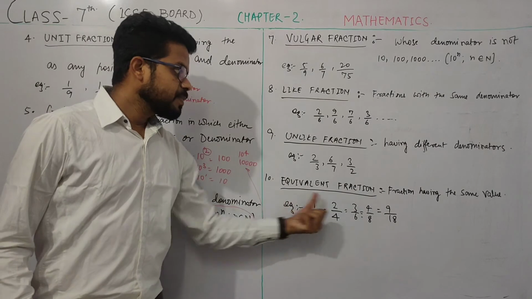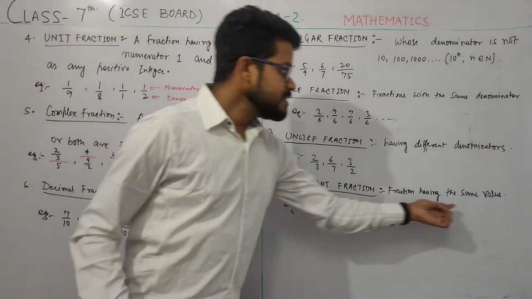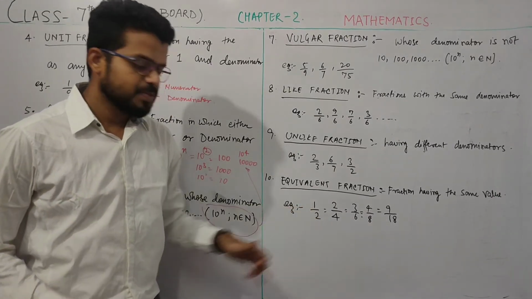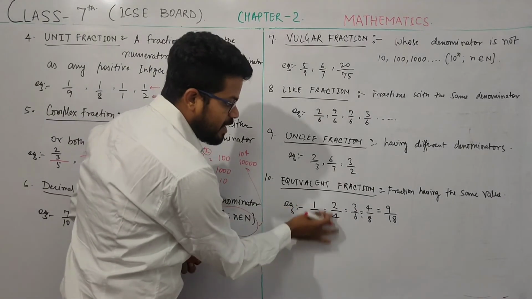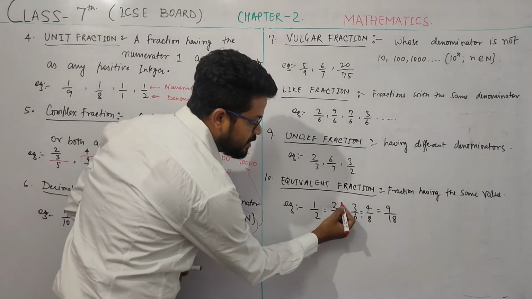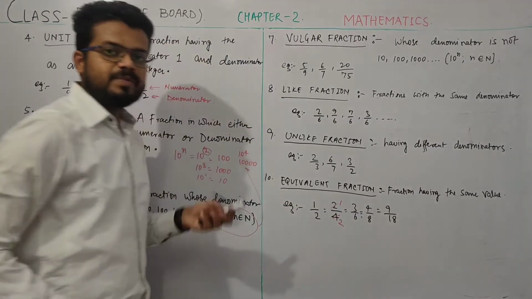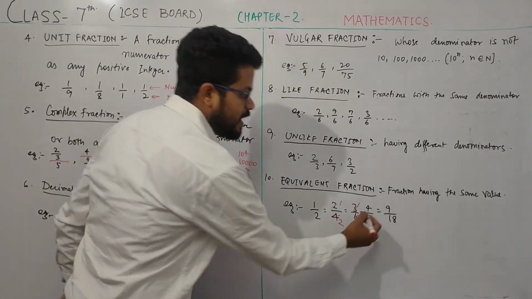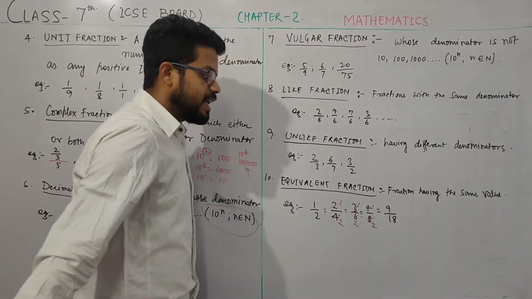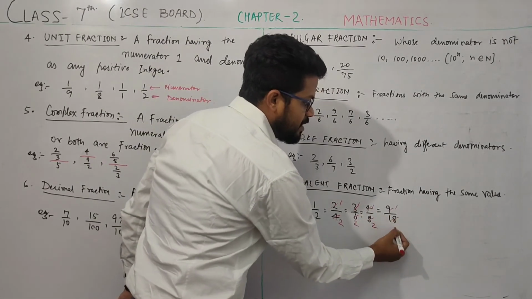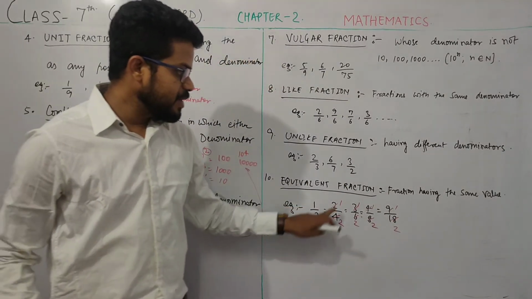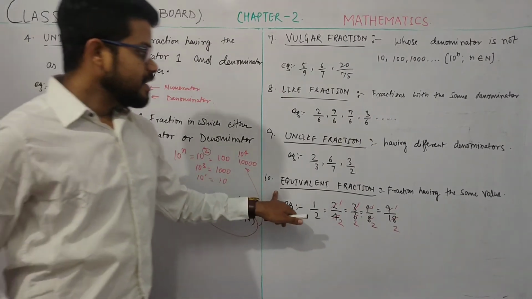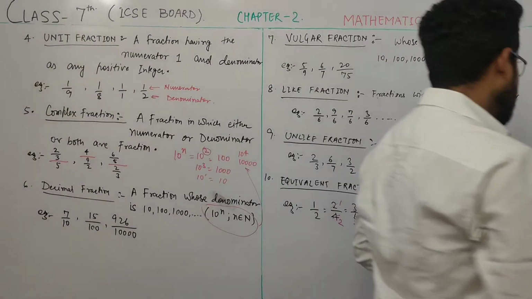And the last one is equivalent fractions: fractions having the same value, like 1 by 2. If I cut it down, this is 1 and this is 2, and this is also 1 by 2. Now again, 1 by 2 gives 4 by 8, 2 by 4, 9 by 18, and so on. All are 1 by 2, so this is an equivalent fraction, a fraction having the same value.